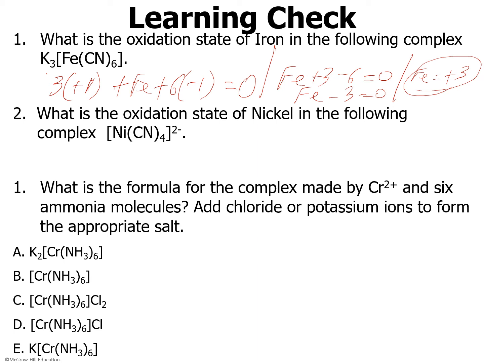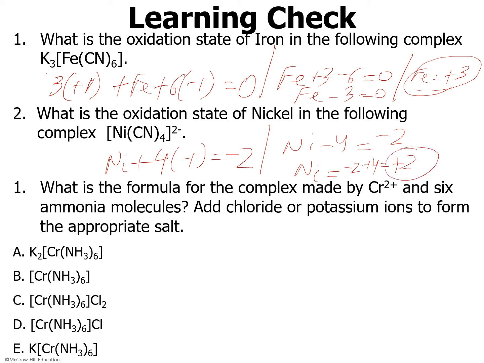Next question is, what is the oxidation state of nickel in the following complex? Same idea, nickel is what we want to find out. So nickel plus cyanide, I have 4 of those. Each cyanide is -1. Total everything up equals the charge which is outside, which is -2. So in this case, I know nickel -4 equals -2. To rearrange this, I have to add 4 on both sides. That would give me -2 plus 4, which is +2. So nickel would carry a charge of +2.